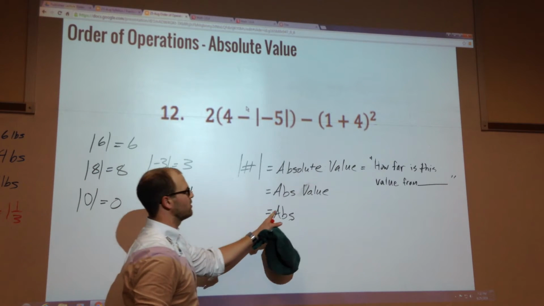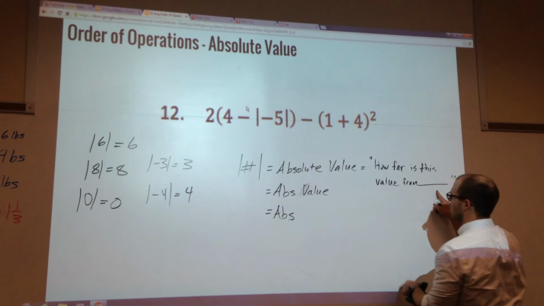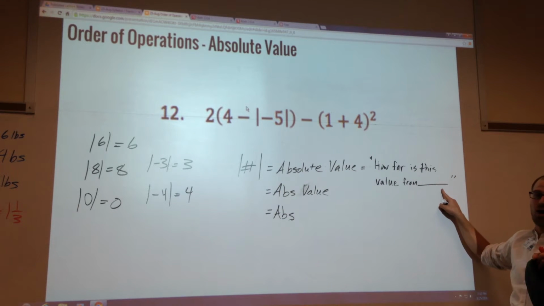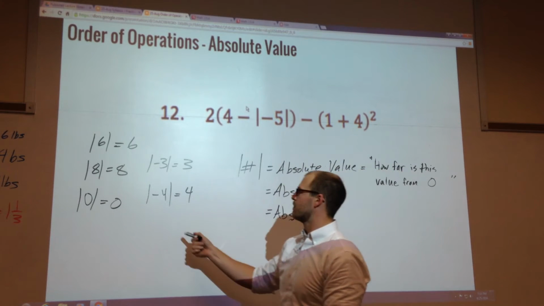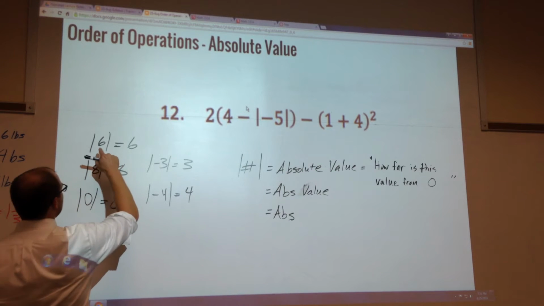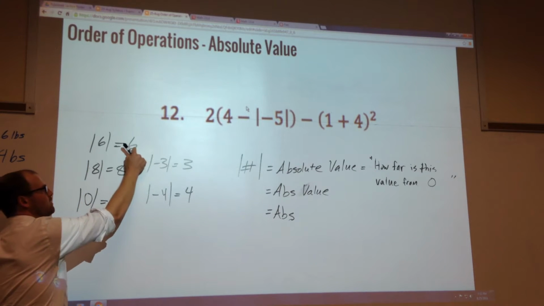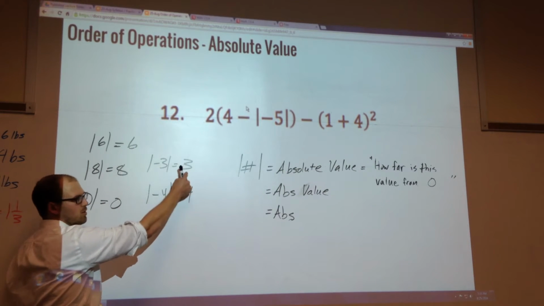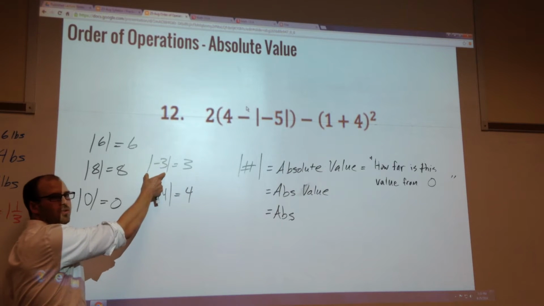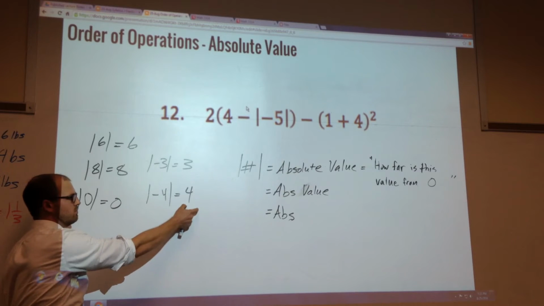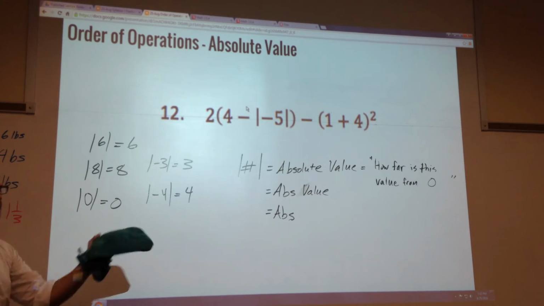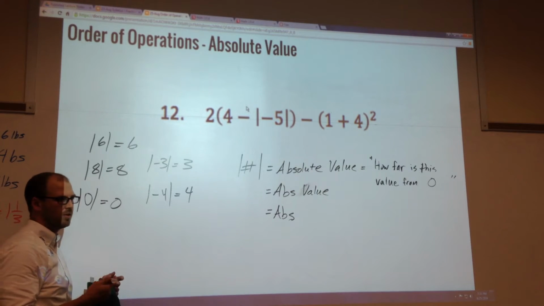So, what is the absolute value measuring? How far the value is from... not from 1, not from x... from 0. How far a value is from 0. So, it essentially takes any positive value and leaves it positive. Any negative value turns it positive. How far away is -3 from 0 on the number line? 3. How far is -4 from 0 on the number line? 4. Things get more complicated when you have variables involved.